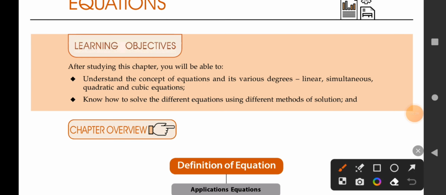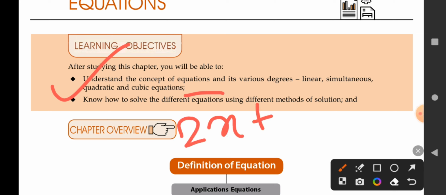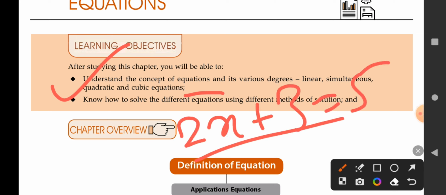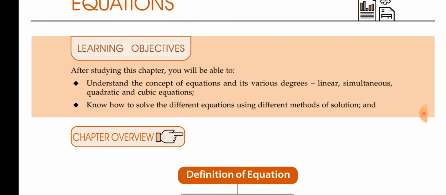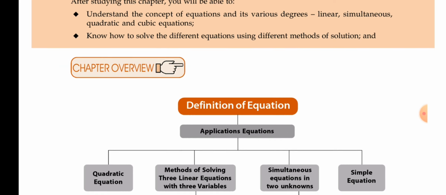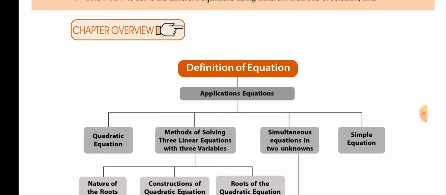Learning objectives. You will understand what equations are, which you already know. Suppose 2x plus 3 equals 5 is an equation. The degree of this equation is linear. Simultaneous means if you have two of such equations, then they are called simultaneous linear equations, that is degree 1. Quadratic means the highest variable power is 2. Cubic equations mean degree 3. Okay, and you're going to see how you will solve them with different methods.